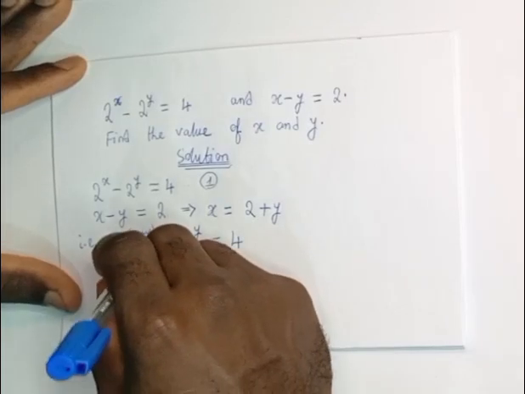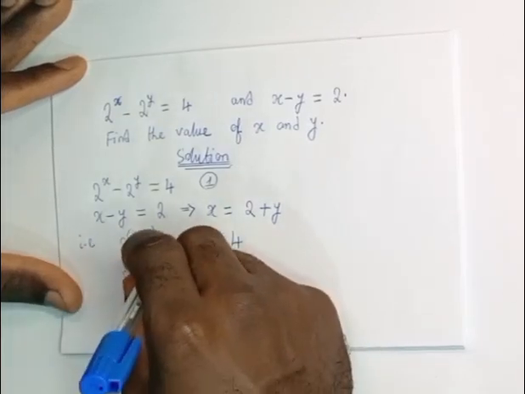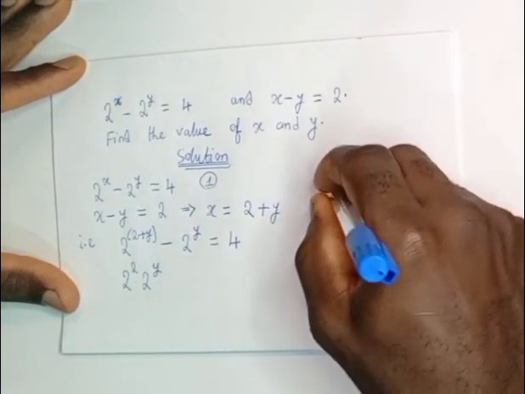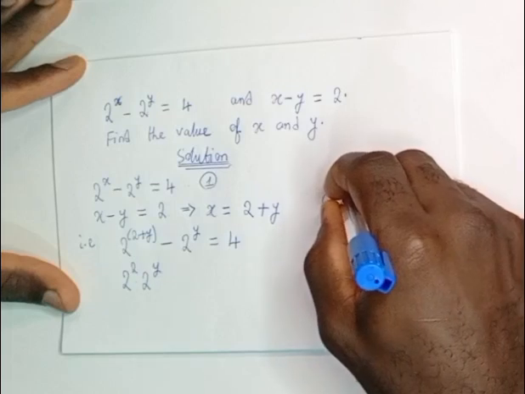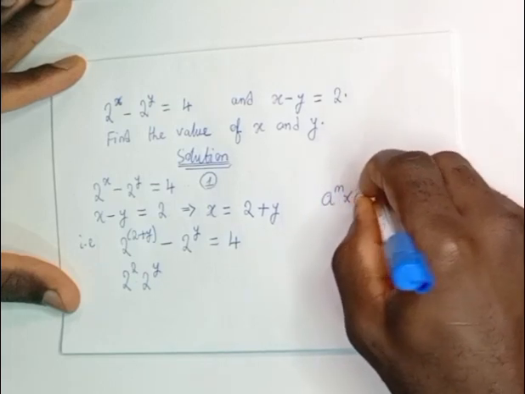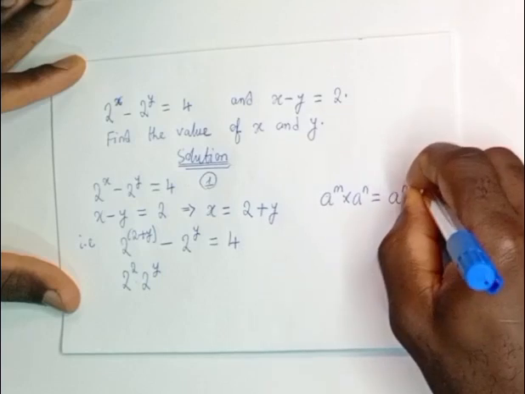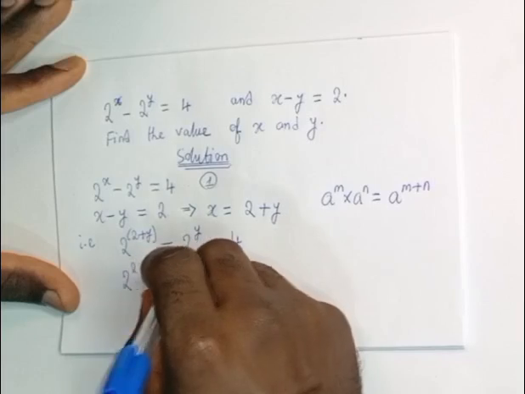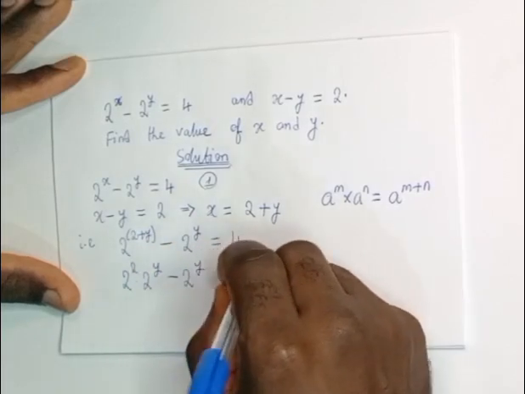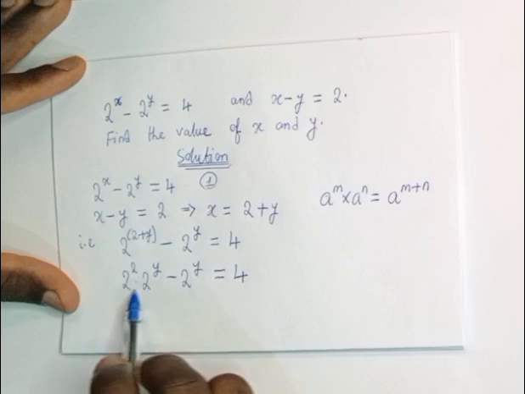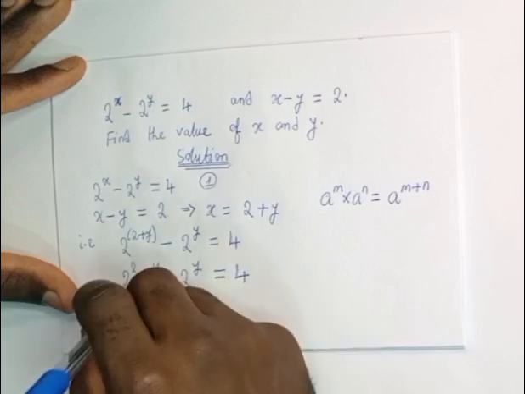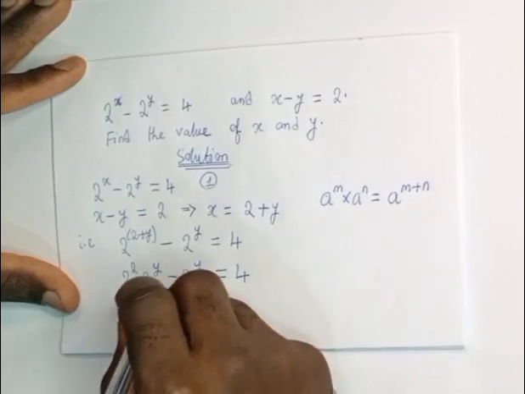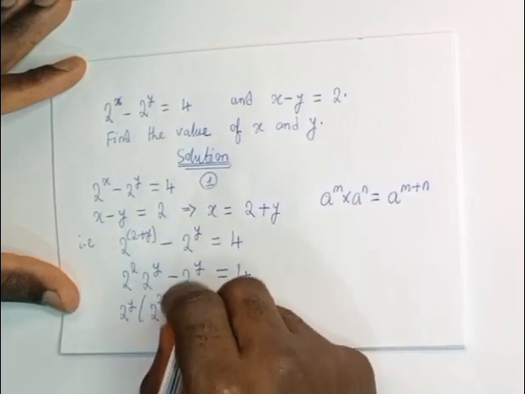2 raised to the power 2 times 2 raised to the power y. Remember, from the laws of indices, e raised to the power m times e raised to the power n is simply equal to e raised to the power m plus n. Moving backward, it gives us what we have here, minus 2 raised to the power y is equal to 4. At the left hand side, 2 raised to the power y is common. We are going to factor out 2 raised to the power y times 2 raised to the power 2 minus, here we are left with 1.